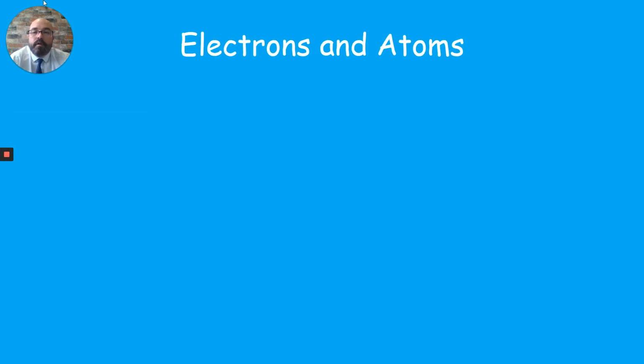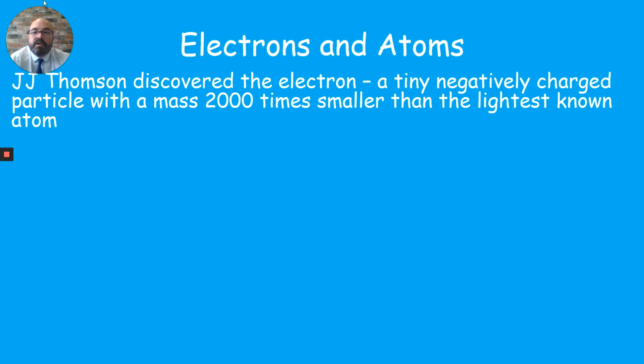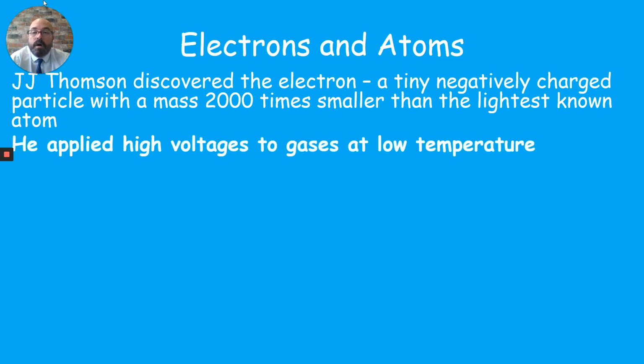Okay, looking at the first one then, electrons and atoms. J.J. Thomson was the individual who discovered the electron. He discovered that the electron was a tiny negatively charged particle with a mass 2,000 times smaller than the lightest known atom, hydrogen. If you've watched the atomic structure presentation, we actually say that the electron has a mass 1/1840th of that of a proton, and hydrogen is essentially a proton. So it's a very, very small particle.